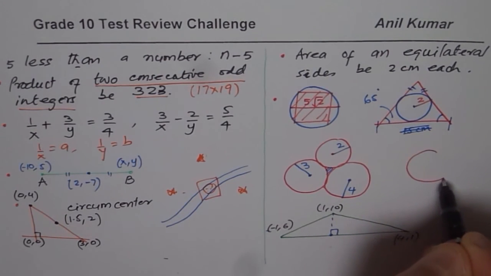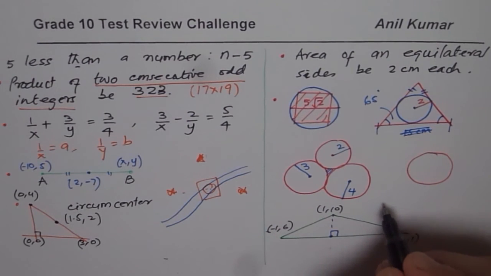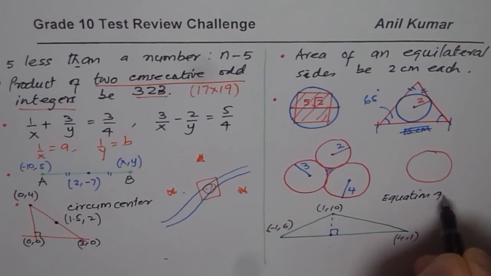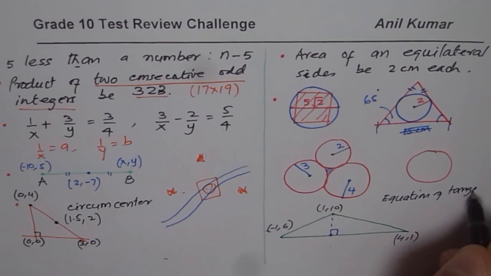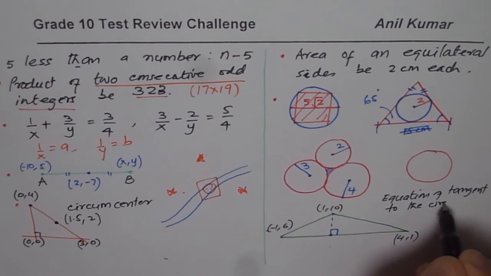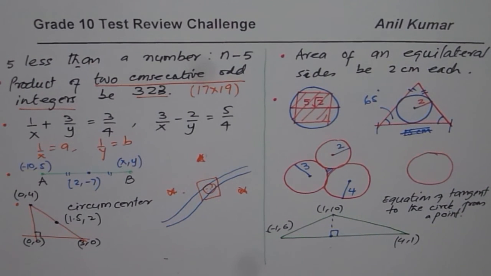We're making a lot of circles. Let me make one more circle. The idea is now to find the equation of a tangent to the circle from a point. Now, how do you do that? So that also involves a lot of concepts, right? So that could be another question.